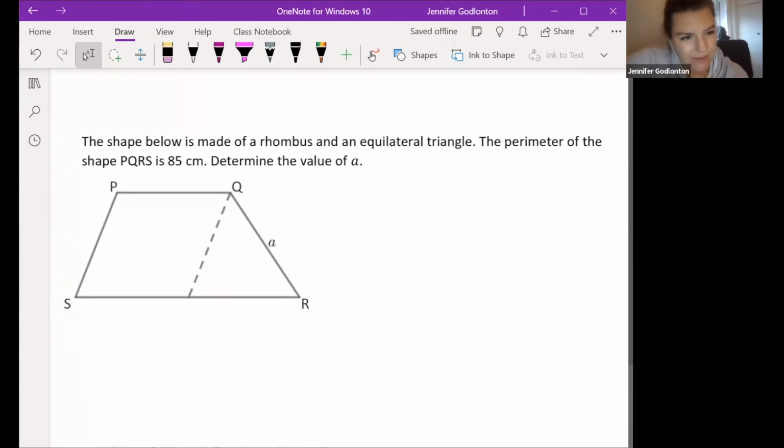The shape below. Yes, Yondela, we want you to answer this question. This is now yours.